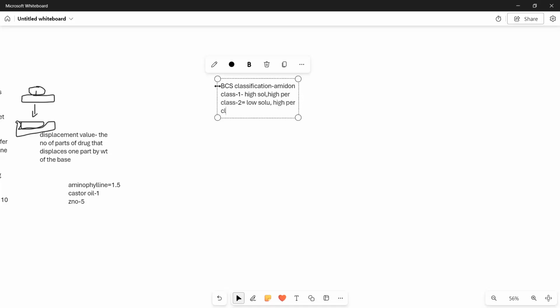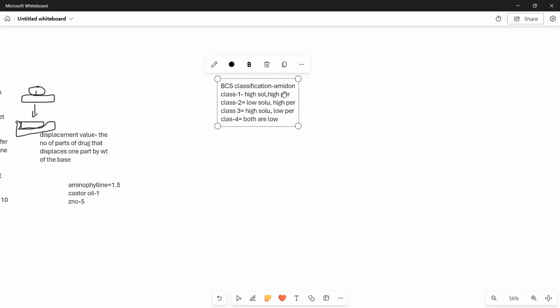Class three: high soluble, low permeable. Class four: basically both are low, low soluble and low permeable. Okay, great.